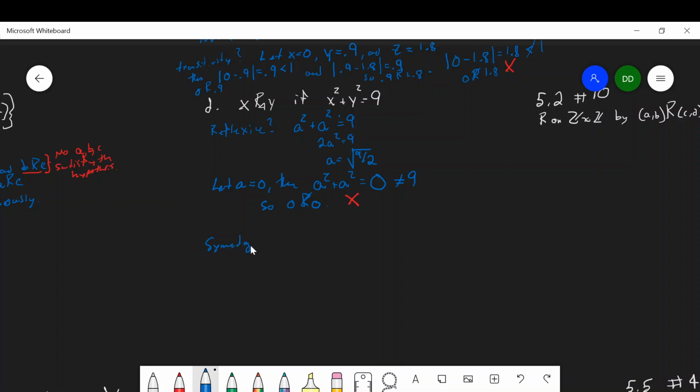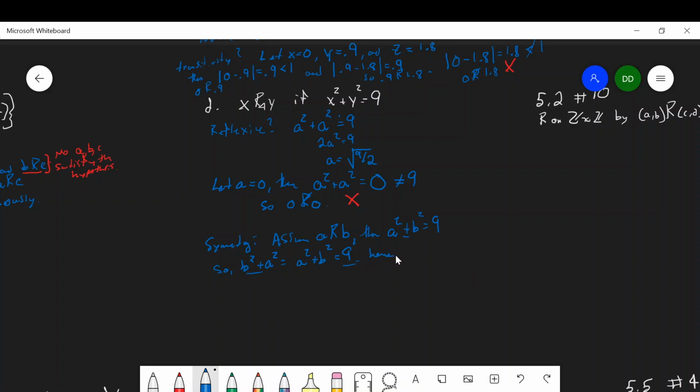All right, what about symmetry? We'll assume a is related to b for two real numbers a and b. What does this mean? Well, this means that a squared plus b squared had better equal 9. And I'd like to show that b is related to a. So I'd like to show that b squared plus a squared equals 9. Well, that seems obvious because addition is commutative. So b squared plus a squared is the same thing as a squared plus b squared, which we know by assumption is 9. So we have b squared plus a squared equals 9.